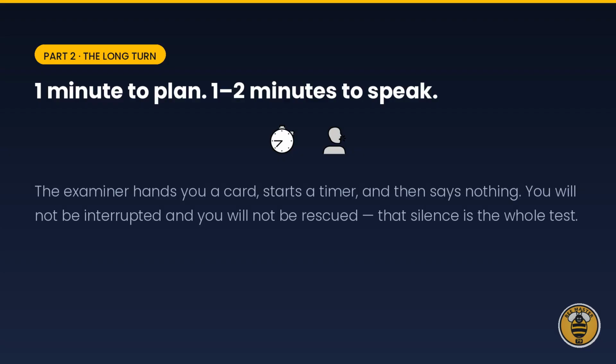Part 2 is the long turn. The examiner hands you a card, gives you 1 minute to prepare, and then you speak alone for 1 to 2 minutes. You get a pencil and paper. You will not be interrupted and you will not be rescued. That silence is the whole test.